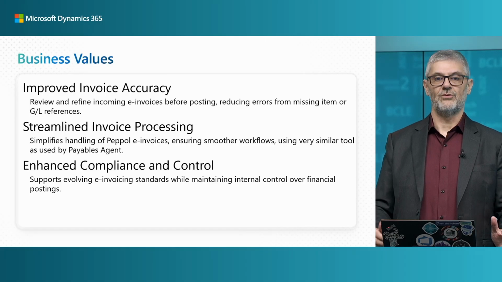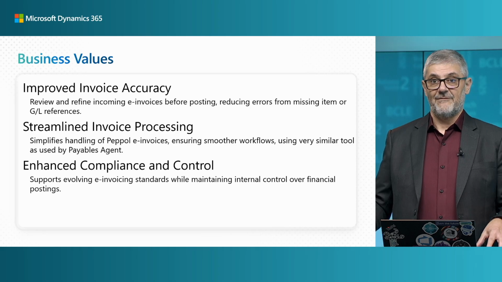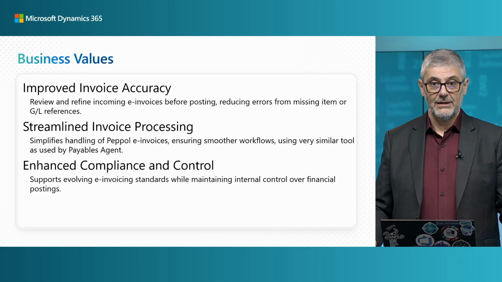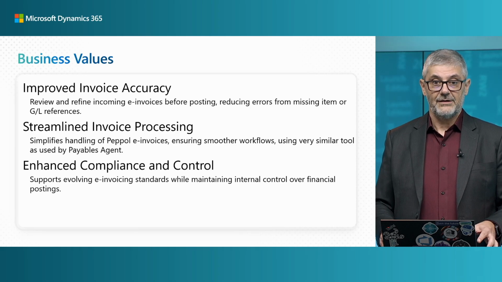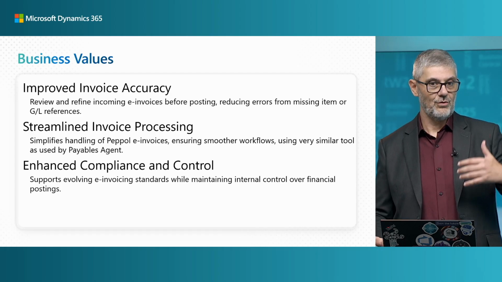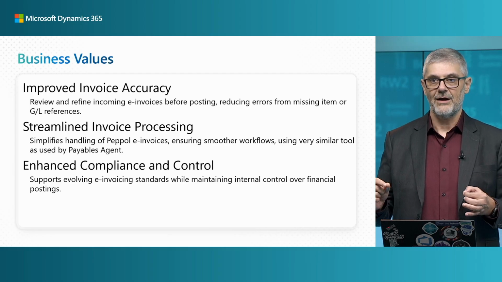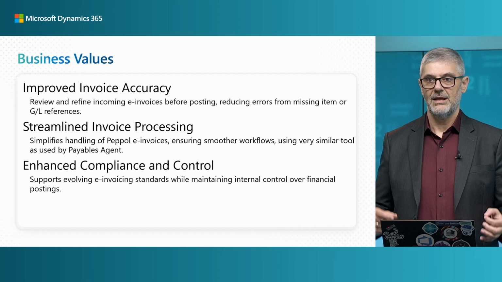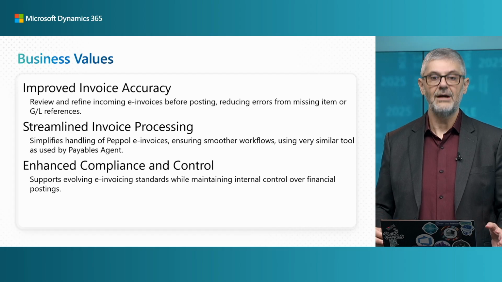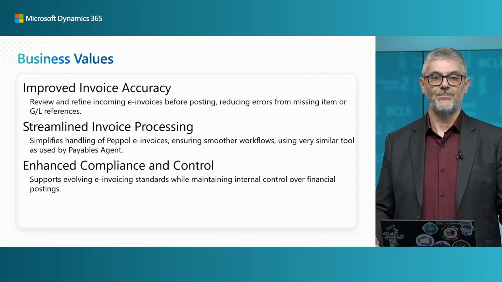Thank you, Magnus. So first, let's look into the business value of these functionalities. With the draft page enabled, you will see how it works in a few minutes. First, it will improve invoice accuracy a lot because you can now review and refine your incoming document before posting. So if any error appears or any inaccurate information is there, you can easily change it, even if you are missing item references or GL account mapping.